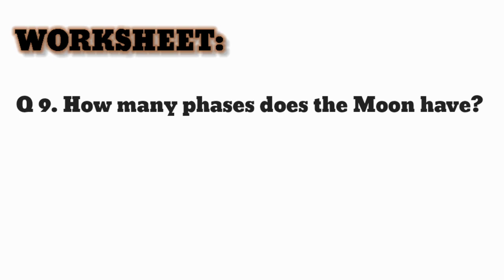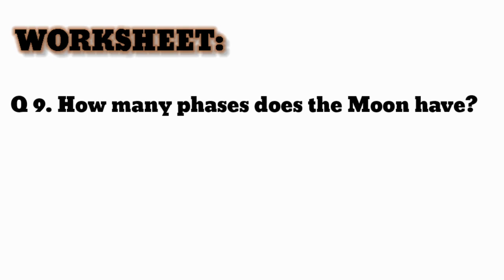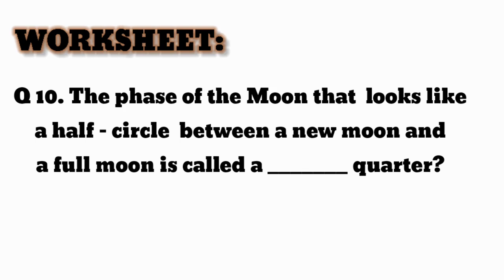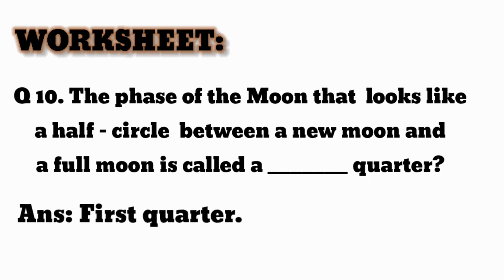Question 9. How many phases does the moon have? And the answer is 8 phases. Question 10. The phase of the moon that looks like a half circle between a new moon and a full moon is called the dash quarter. And the answer is first quarter.